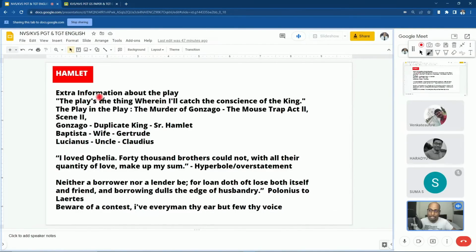So Gonzago is the major character, and he is representing senior Hamlet. And Baptista is a character, and it is actually portraying the character of Gertrude, who is the wife of senior Hamlet. And the original villain is Claudius in the story, and this character is enacted by Lucianus in the play. Yes sir. Did you understand, Goshji?